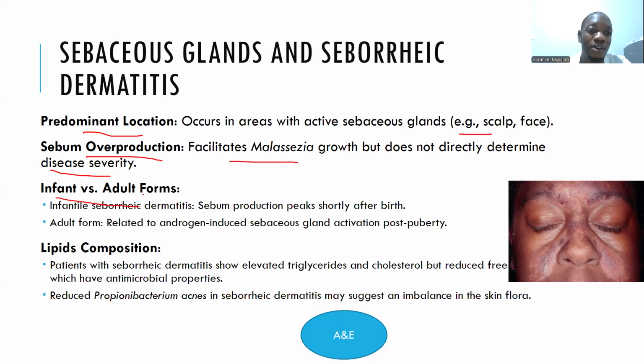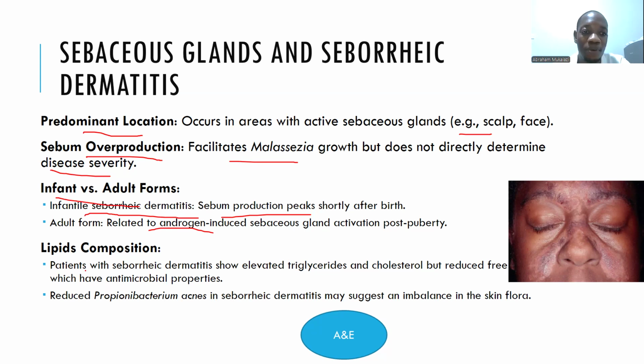When you look at the adult versus the infant forms, in infantile seborrheic dermatitis, sebum production usually peaks slightly after birth, and this is usually due to the influence of the maternal hormones, the androgens. But later on, after around 6 months, the androgens go down, and then usually seborrheic dermatitis also clears. When it comes to adults, there's also a relation to androgen-induced sebaceous gland production that is usually activated after puberty, and because of this, you get adult onset.